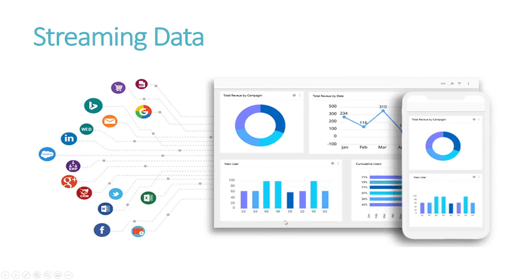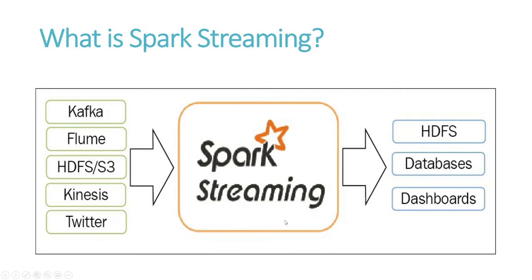traditional batch processing. So what is Spark streaming and how is it achieved in Spark? There are two ways we can achieve it in Spark, that is using DStreams and using structured streaming. And we'll also discuss the difference between these two.